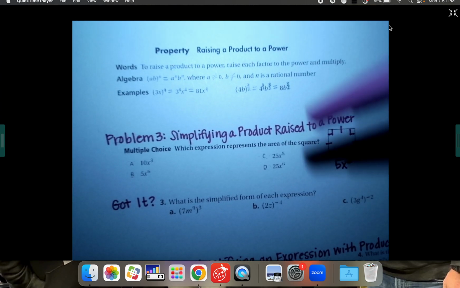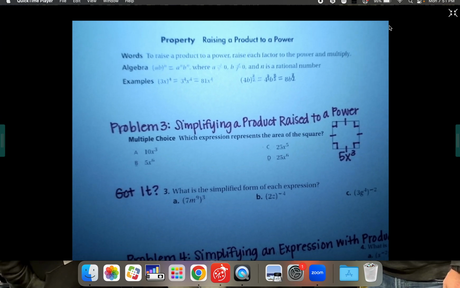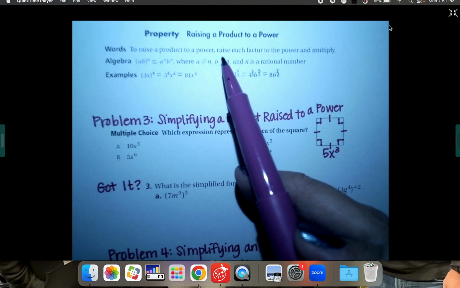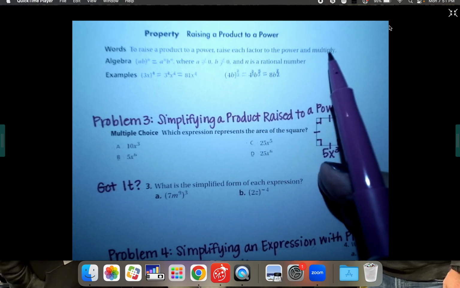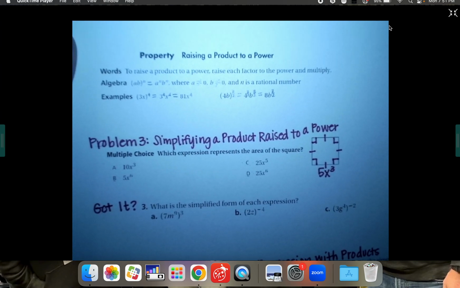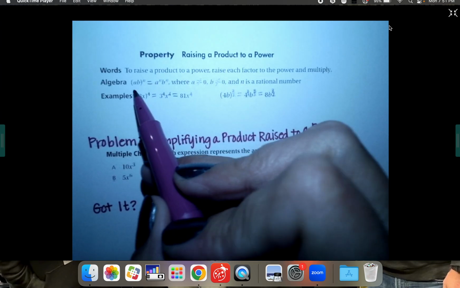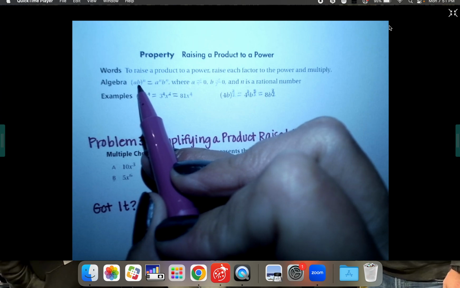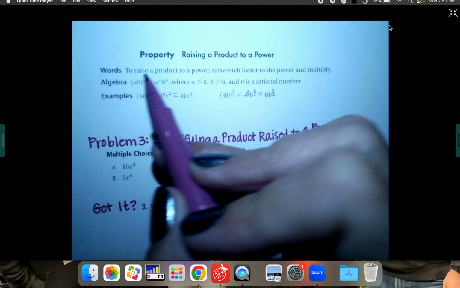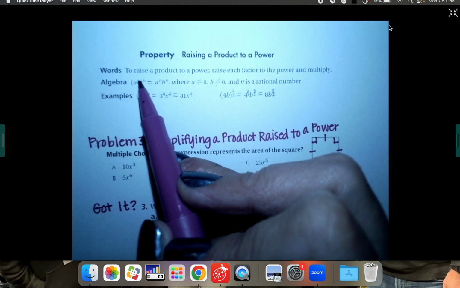So the next page is raising a product to a power. The words are, to raise a product to a power, raise each factor to the power, and then multiply. Here's your example that is, again, really hard to see. Sorry. It says, in parentheses, ab to the power of n, means A gets the power of n and B gets the power of n. It's almost like they get distributed.